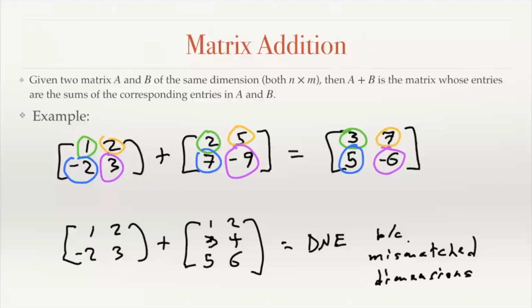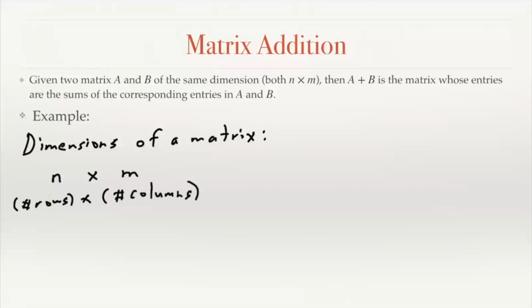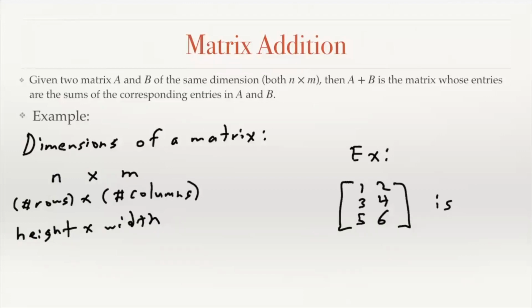And speaking of dimensions, what do we mean when we say that a matrix is n by m? When we say that a matrix is n by m, it's the number of rows by the number of columns, which is the same thing as height by width. So, for example, this matrix is a 3 by 2 matrix. It has 3 rows and 2 columns. It's rows by columns, which is height by width.